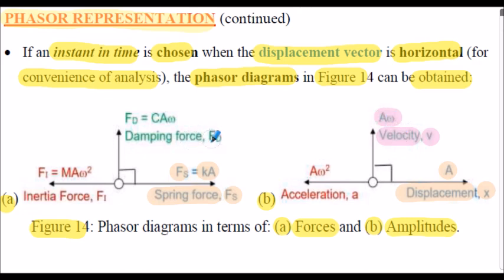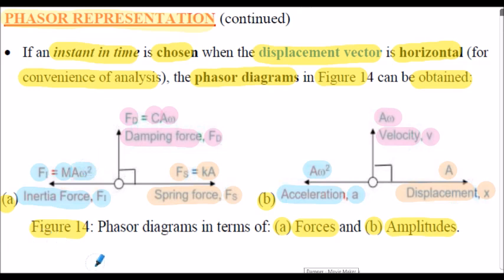So as we know that the damping force is in phase with the velocity, then the damping force Fd is shown in the same sense as the velocity, and damping force is the damping constant C multiplied by A omega. And finally, 90 degrees around from the velocity, we have the acceleration, a, and the amplitude of the acceleration was A omega squared. We know that the inertia force Fi is in phase with the acceleration, so Fi is the mass, capital M, multiplied by A omega squared.